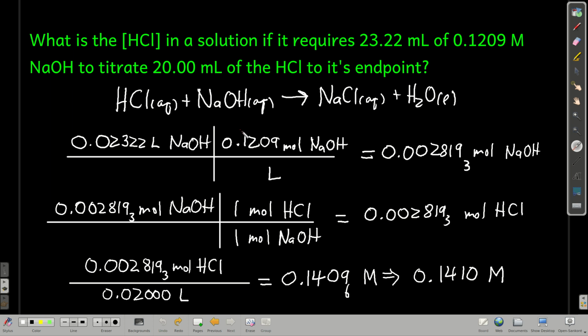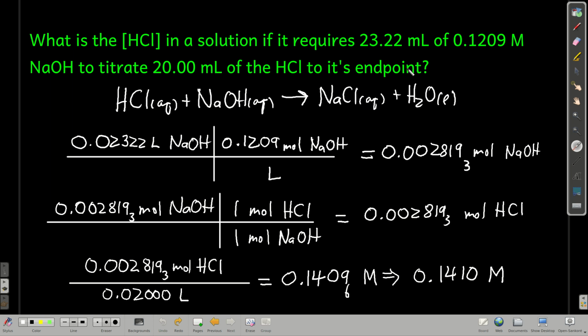So we can do some acid-base titration calculations. Let's say we're titrating some hydrochloric acid with sodium hydroxide. Here's what we know. We know that the concentration of the sodium hydroxide that's up in that burette is 0.1209 moles per liter. And we know that it took 23.22 milliliters of that sodium hydroxide to reach the end point.